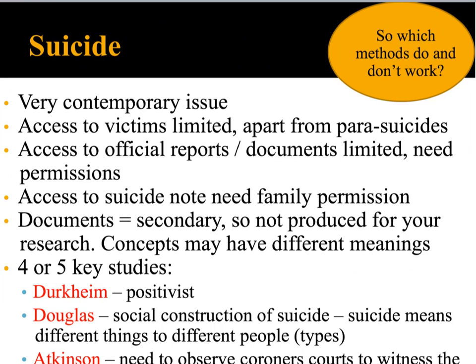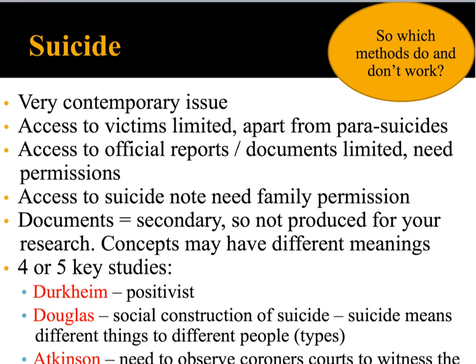Access to personal documents such as suicide notes and diaries. You need family permission. You've got to think about the ethical issues of asking your family to share that sort of material because they might just want to forget about it. For all of these, however, you'll be looking at documents and they'll be secondary. So they're not produced for your research. And some concepts may have different meanings to the ones that you are trying to investigate. So if someone talks about being brokenhearted in a love letter, that might be very different to someone else's experiences of being brokenhearted in another letter. How do you figure out which person was more or less brokenhearted?